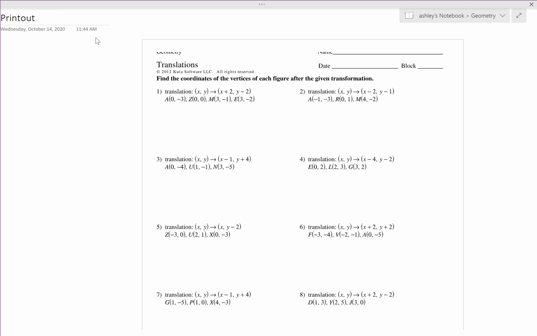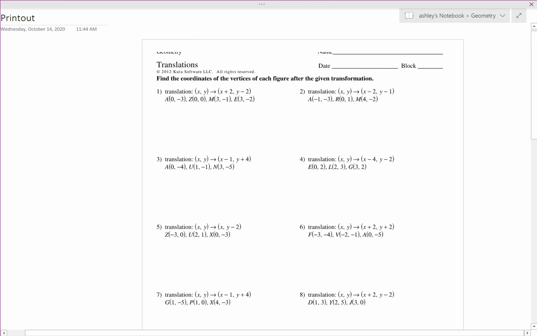So last class we started working with translations and we did okay, but I want to review this, let you have some practice, and then work on other activities. What we have here is we are given different translations.